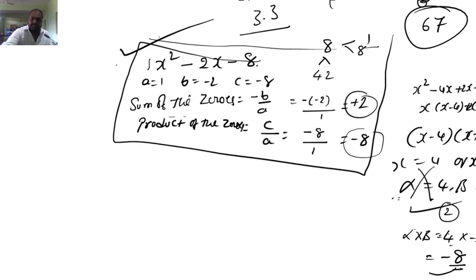So next one, 4s square minus 4s plus 1. 4x square and 4s square are both the same. 4s square minus 4s plus 1.